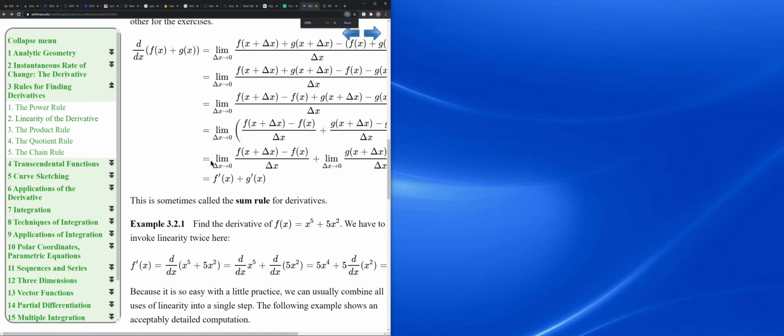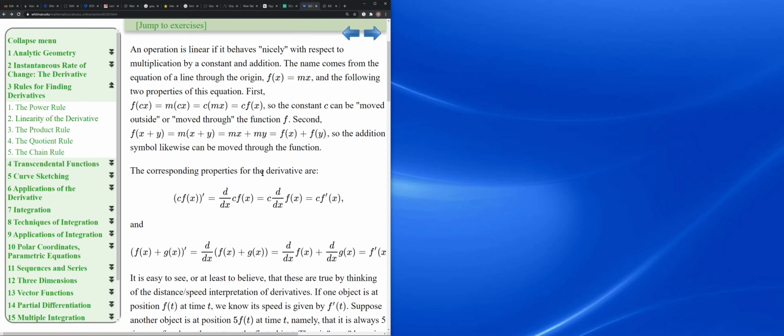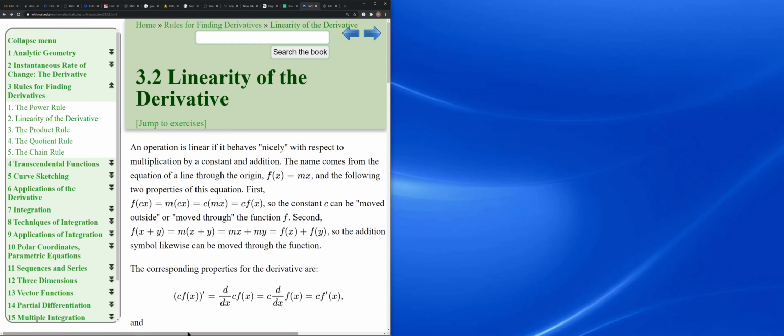So, for example, to differentiate x to the 5th, you're going to use the power rule, right? And likewise over here, you want to pull the 5 out, and then you're just left with x squared, and you just use a rule to differentiate this. Differentiate x squared, you're going to get 2x to the power 1, right? You probably take it for granted by now. When you differentiate a sum, you just differentiate the individual terms. But what you're doing there is using a certain property, and that property is called linearity, right?